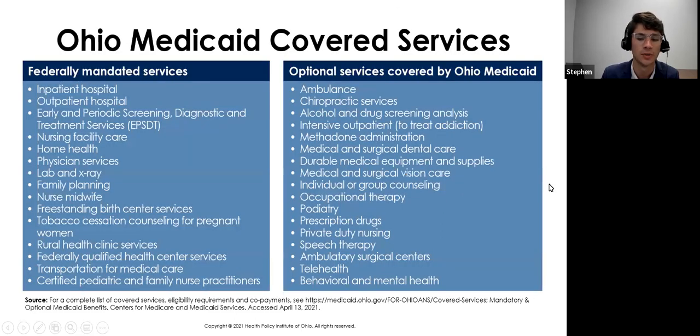States are required to provide federally mandated benefits, including the essential health benefits by the ACA and early and periodic screening, diagnosis, and treatment services for children. Ohio Medicaid provides additional services that are not federally mandated, including vision and dental care, prescription drug coverage, and most recently, telehealth.